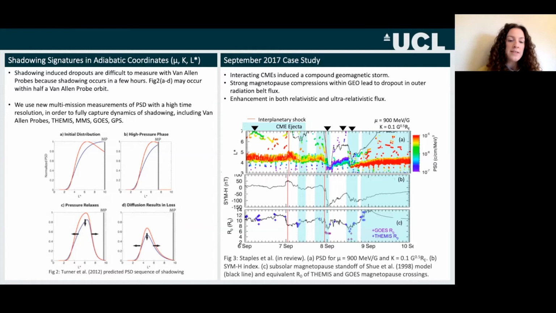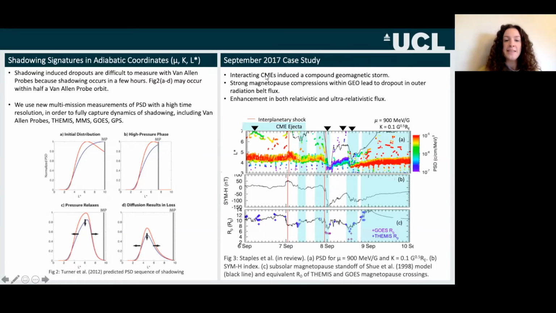Such a dropout is extremely difficult to measure with phase-space density in this way because it occurs on such short timescales, which are less than the Van Allen probe orbit. In order to resolve these changes, we use a multi-mission data set of phase-space density, including Van Allen probes, THEMIS, MMS, GOES, and GPS data.